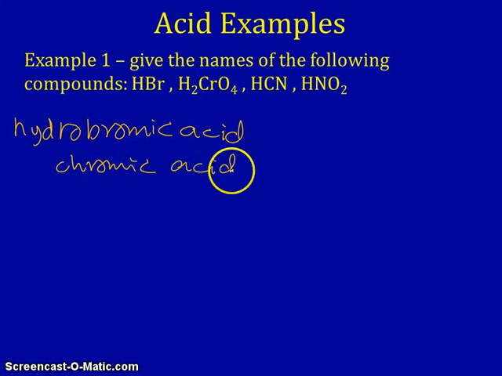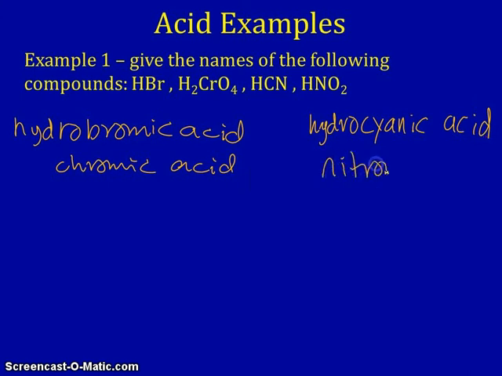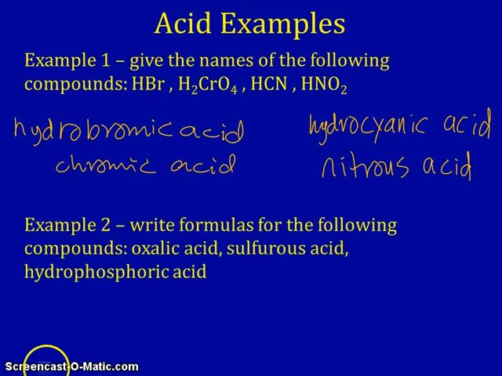We're looking at HCN. CN is cyanide. Ide goes with hydro-ic. So that is hydro. The root for cyanide is cyan. Add the ic, acid. And then HNO2 we did as an example earlier. Nitrite, ite goes to ous. So that's nitrous acid.